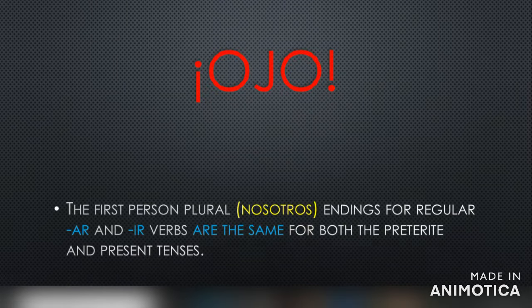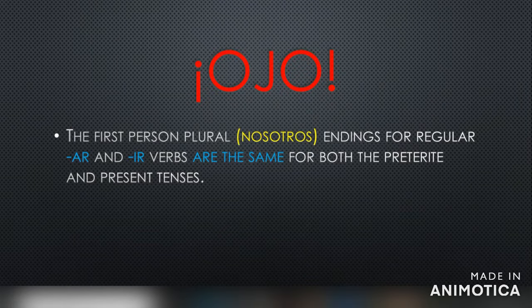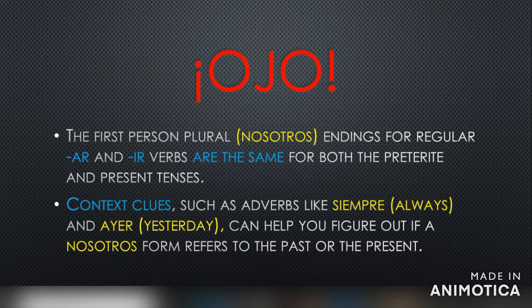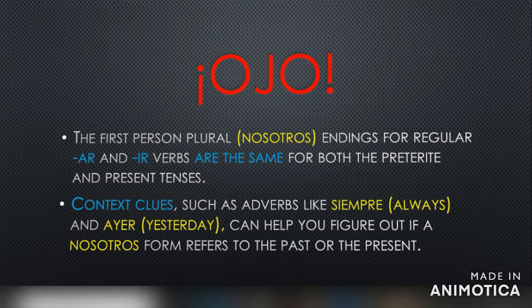Ojo. The first person plural, nosotros, endings for regular AR and IR verbs are the same for both the preterite and present tenses. Context clues such as adverbs like siempre, always, and ayer, yesterday, can help you figure out if a nosotros form refers to the past or present. Note that this is for AR and IR verbs. It says nothing about ER ending verbs.